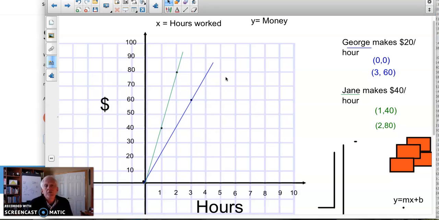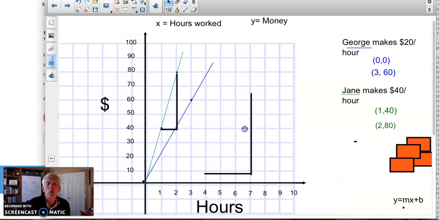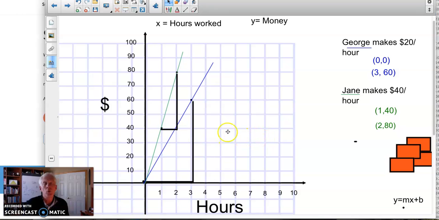Look at the 2 lines. Jane's line is the green one. George's line is the blue one. Which one has the steeper slope? If you're guessing the steeper one is Jane, that's correct. Jane's slope is steeper. If we were to measure the slope, because we did rise over run recently, how would you do that? Here's a pre-made rise over run for Jane, and here's a pre-made rise over run for George.